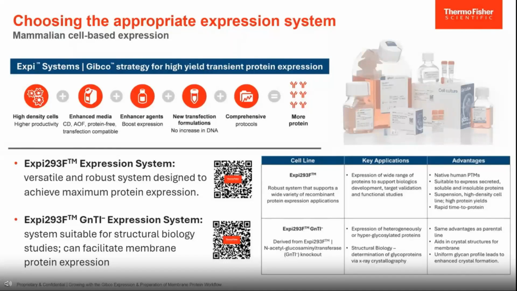And the XP293 GNT1- cell system is particularly suitable for producing high-quality homogeneous membrane proteins, which is advantageous for structural biologists working on crystallography and NMR studies, or even those working to produce heavily glycosylated proteins, which can also be problematic. This cell line has been genetically modified to lack the N-acetylglucosaminyltransferase 1, or GNTI enzyme, resulting in simplified glycosylation patterns of the protein of interest. And it also comes in an inducible format.